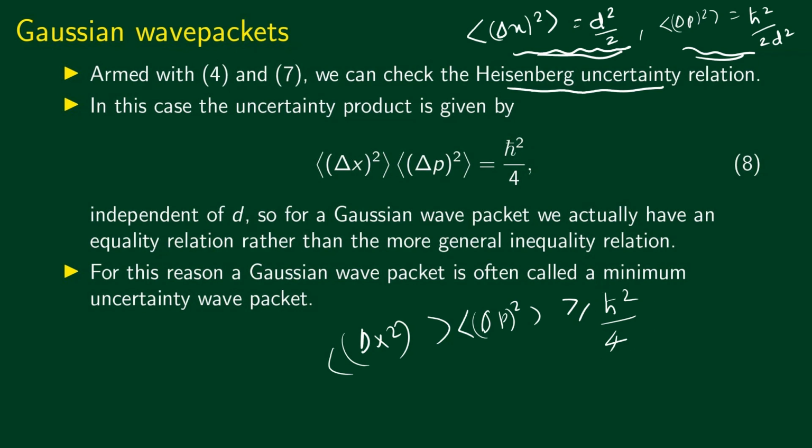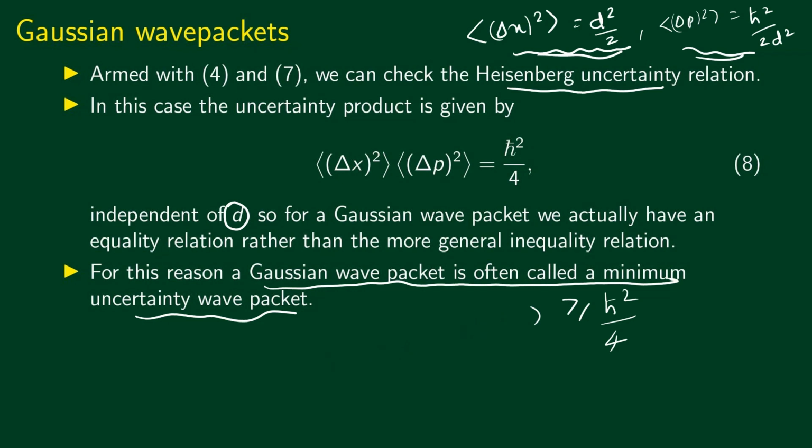Here we see that it's independent of d. The width of the Gaussian does not appear here. So this is true for a Gaussian of any width. We have an equality relation rather than the more general inequality relation. For this reason, a Gaussian wave packet is often called a minimum uncertainty wave packet. If the state of the system is represented by a Gaussian wave packet, then in that state the product of the uncertainties of position and momentum takes the least possible value.